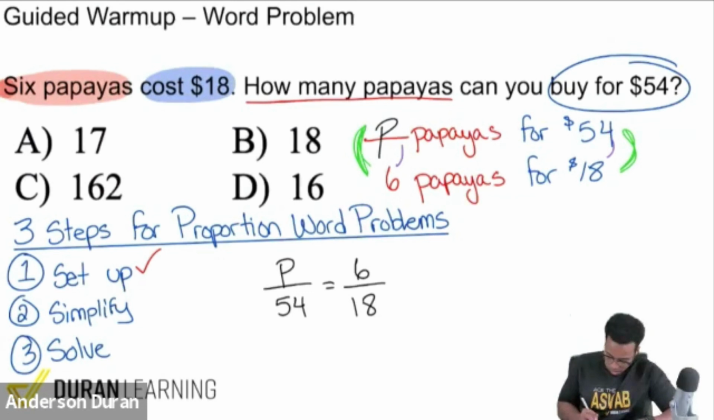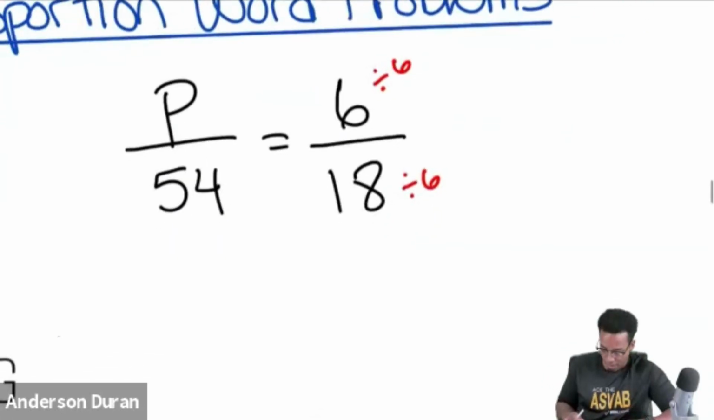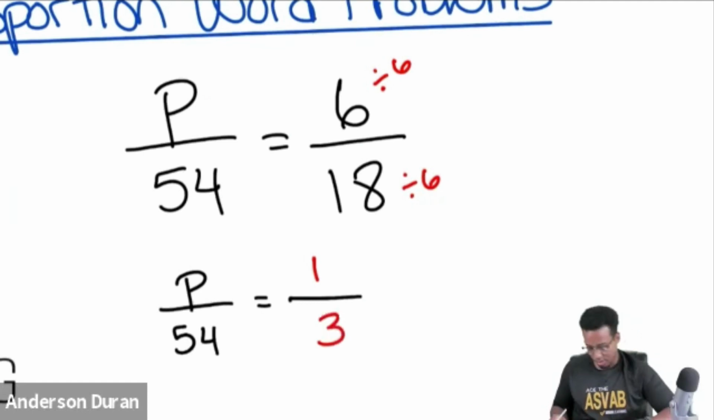So let's go ahead and do that here. 6 divided by 6, 18 divided by 6. If we simplify, we're going to end up getting P over 54 equals, everybody, 6 divided by 6 is, help me out. Correct. And then 18 divided by 6 is correct, 3. All right, cool. And so we were able to simplify. Now let's go ahead and solve.